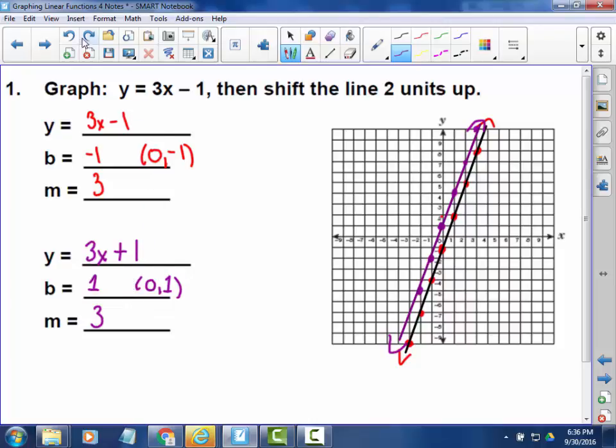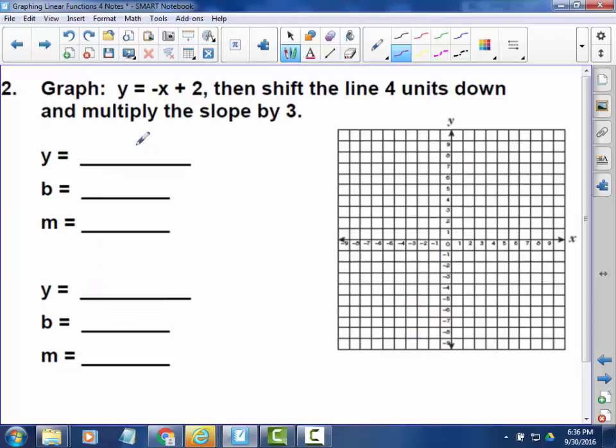All right, let's look at another example. Graph y equals -x plus 2, then shift the line 4 units down and multiply the slope by 3. Our first line is y equals -x plus 2, where b is 2, with the coordinate 0, 2, and our slope is -1.